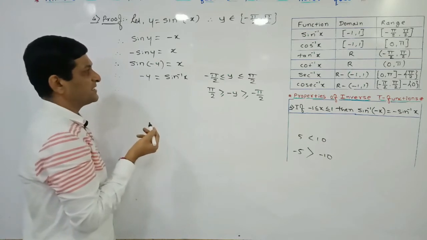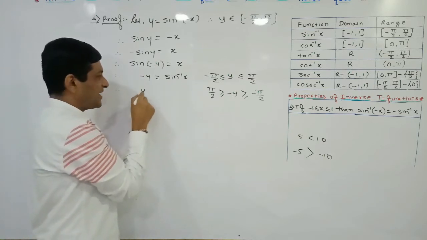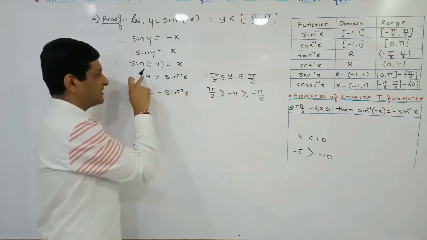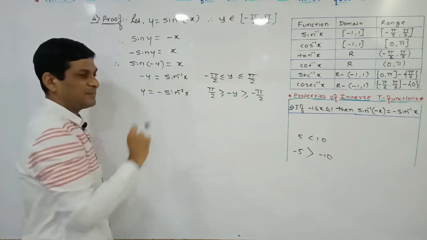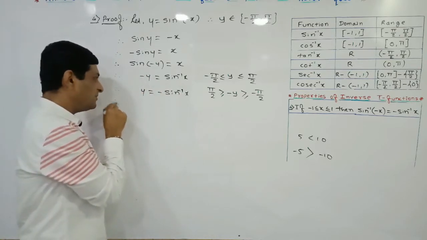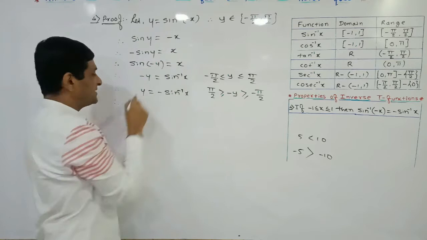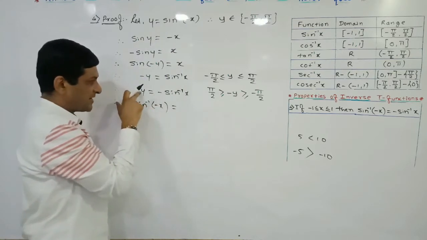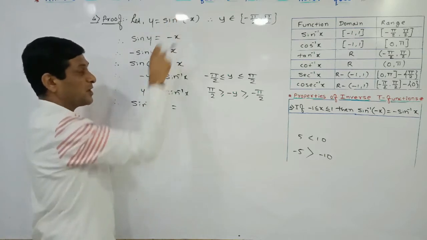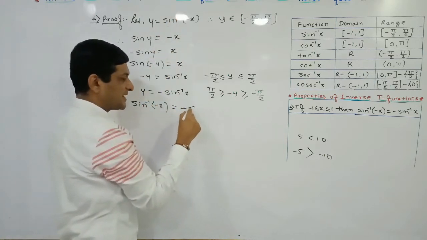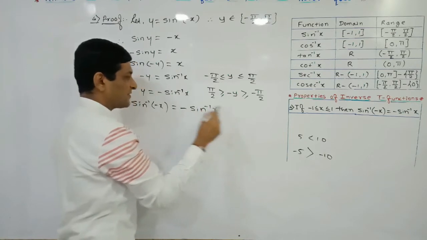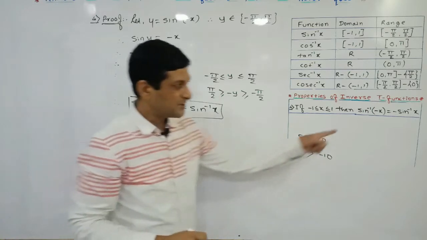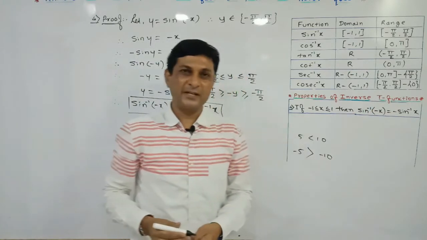So now this can be written as, take minus on this side, so y will be equal to minus sine inverse of x. Just simply multiplying both sides by minus. On this side we will get plus y, on this side we will get minus sine inverse of x. Now y is nothing but sine inverse of minus x. Just replace the left hand side by its value. Keep the right hand side as it is, minus sine inverse of x. And this is the result which we have to prove here. We have proved that sine inverse of minus x is equal to minus sine inverse of x.